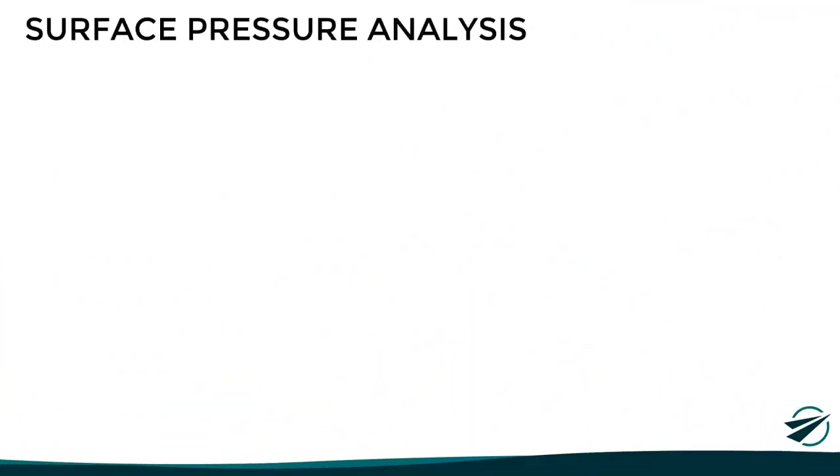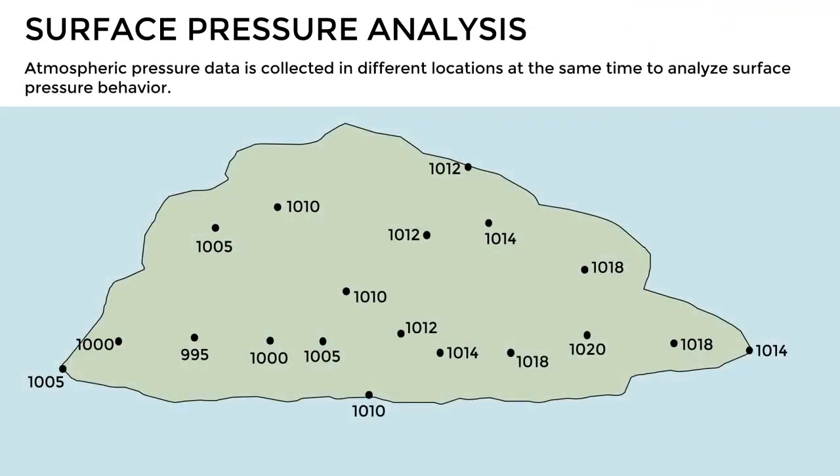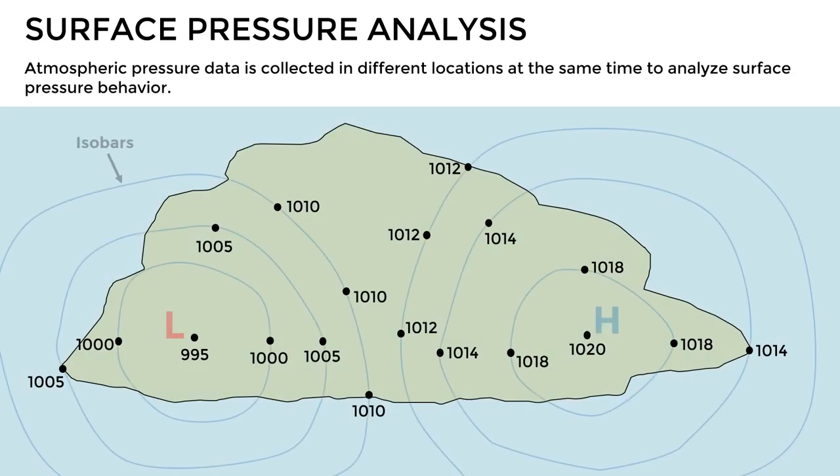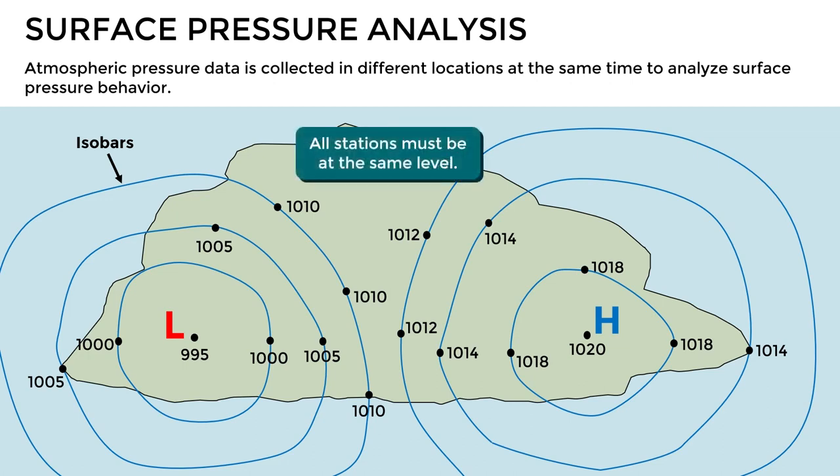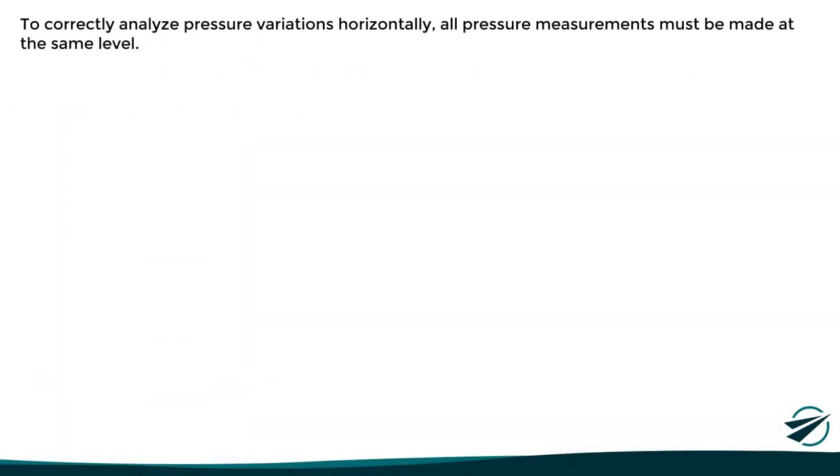In the previous video, we said that in order to perform a surface pressure analysis, atmospheric pressure data is collected and compared between different weather stations. However, a key aspect was that all stations had to be at the same level. This is because to correctly analyze pressure variations horizontally, all pressure measurements must be made at the same level or altitude. Let's see an example to understand this better.